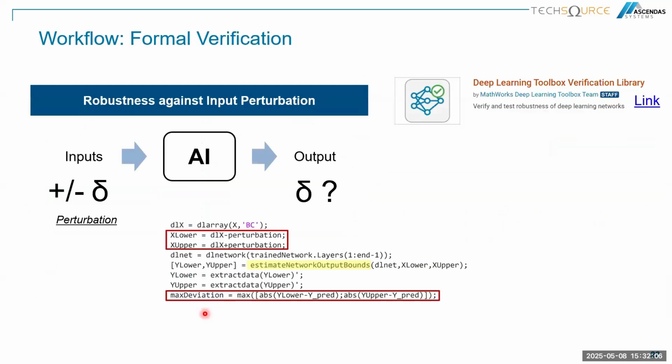So for example, for formal verification, we also provide the Deep Learning Toolbox Verification Library. These are additional tools that help you verify and test the robustness of deep learning networks. We also provide libraries that you can use to test robustness against input perturbation.